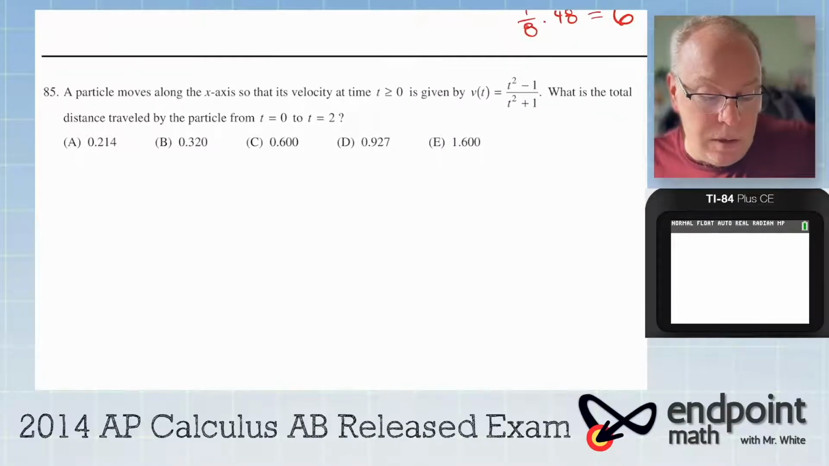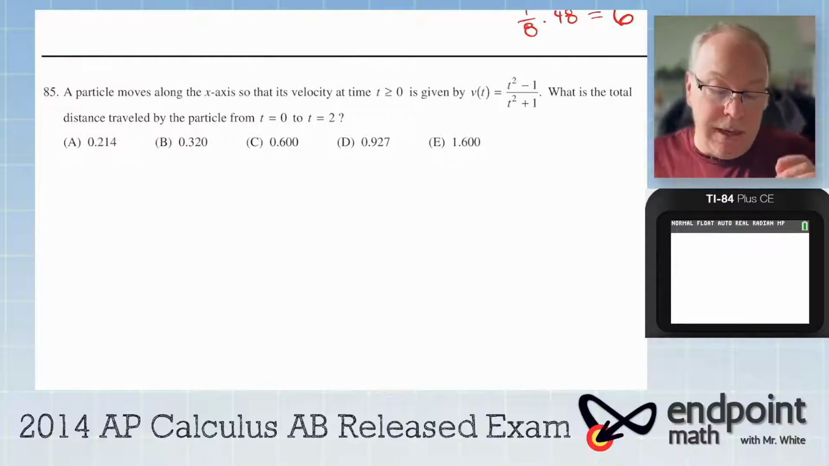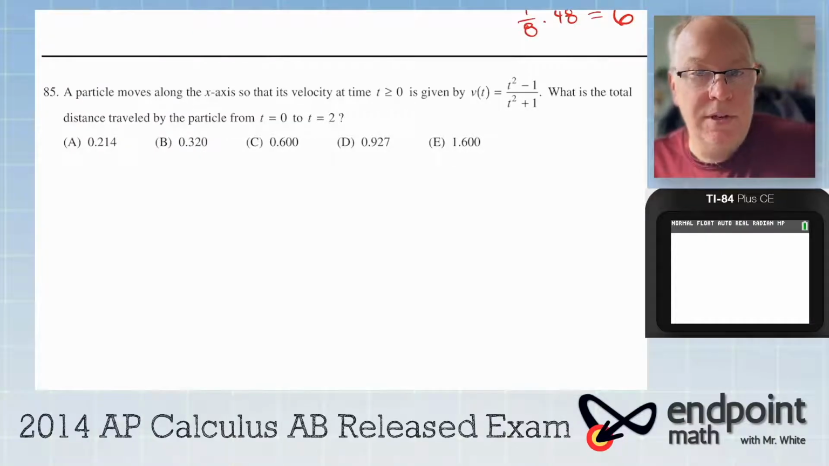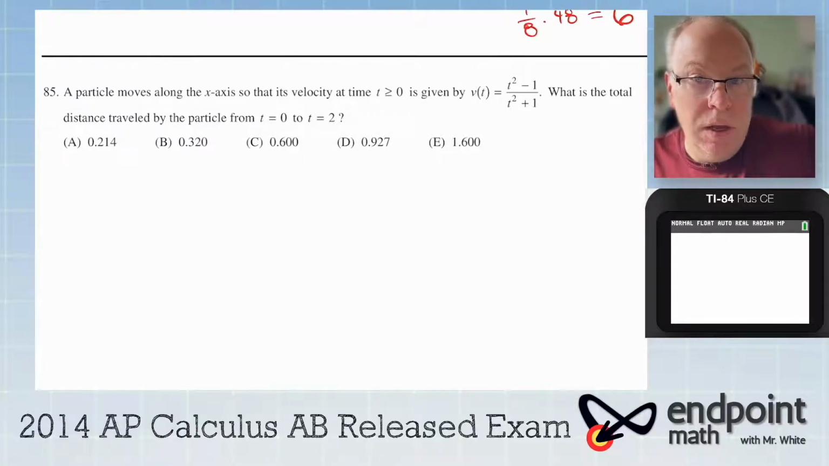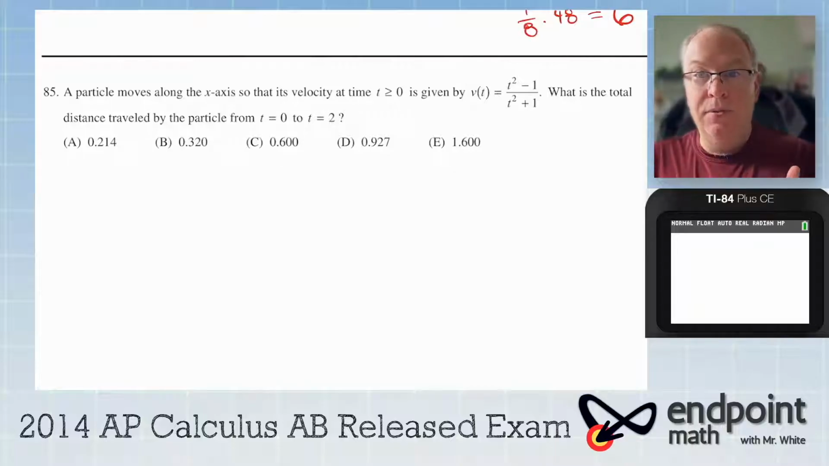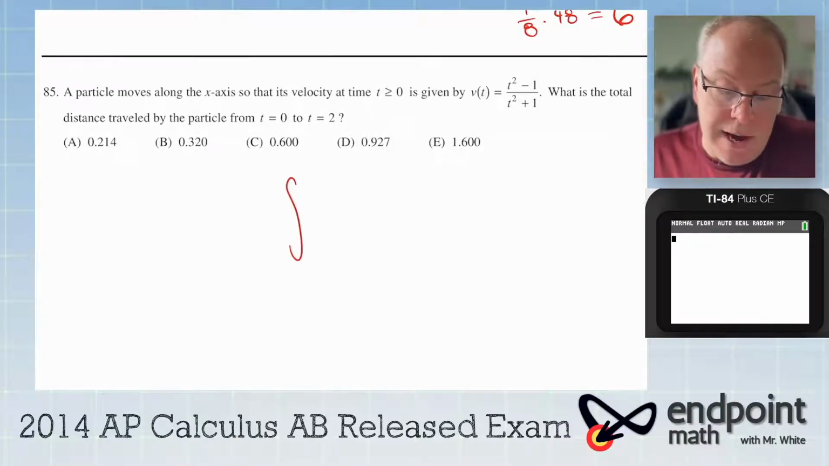A particle moves along an x-axis, left and right, possibly, according to this velocity function. So don't forget, it could go left and right, right? What is the total distance traveled? So sometimes velocity could be positive, sometimes it could be negative. So we don't want to just integrate the velocity function.